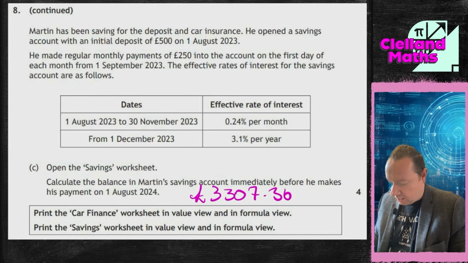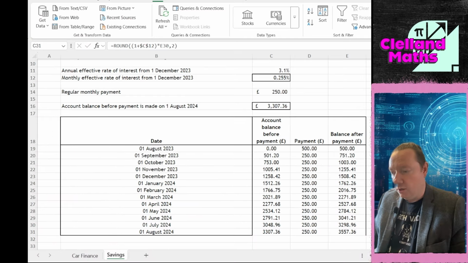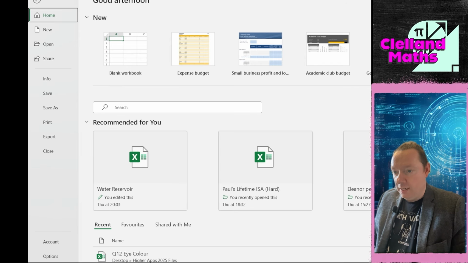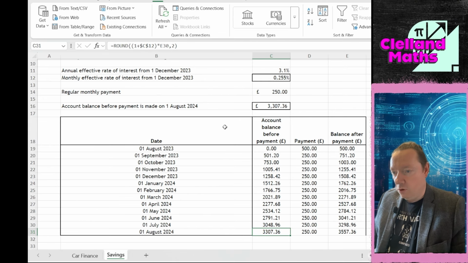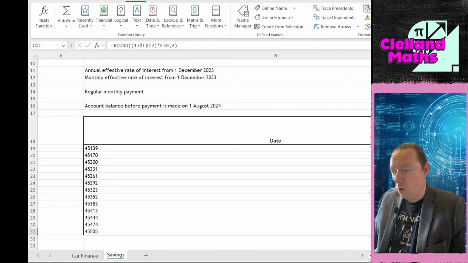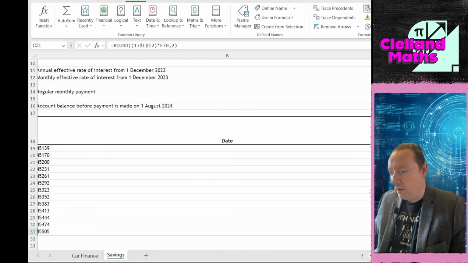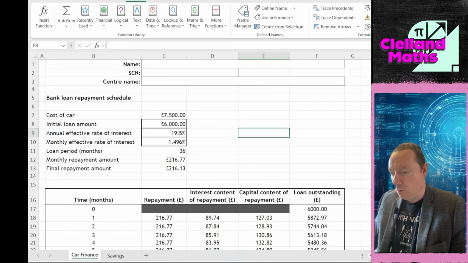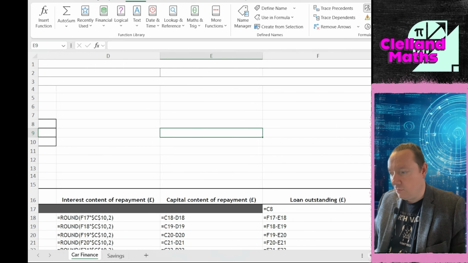3307.36. Print the car finance worksheet in value view and formula view, and the savings account in value view and formula view. So just a reminder on how to do that. File, print obviously for normal, this is normal view, but if you want to see your formulas, you go to formulas and show formulas, and that's called formula view, and it starts to give you all your formulas as you go, and then you print that as well. And you do the same for both sheets. Value view, show formulas, formula view, and one.